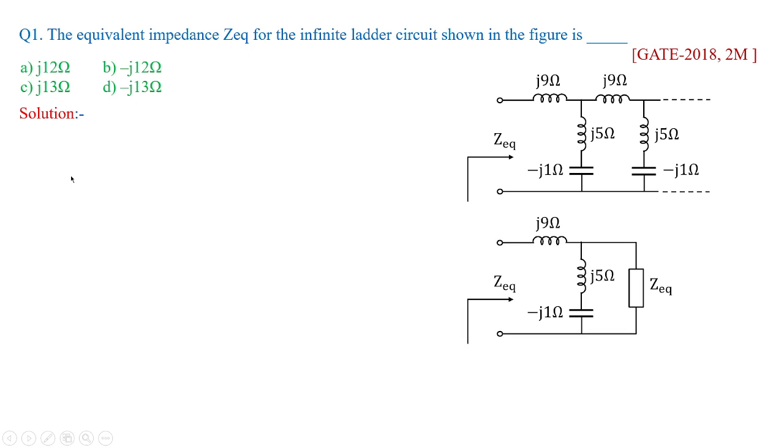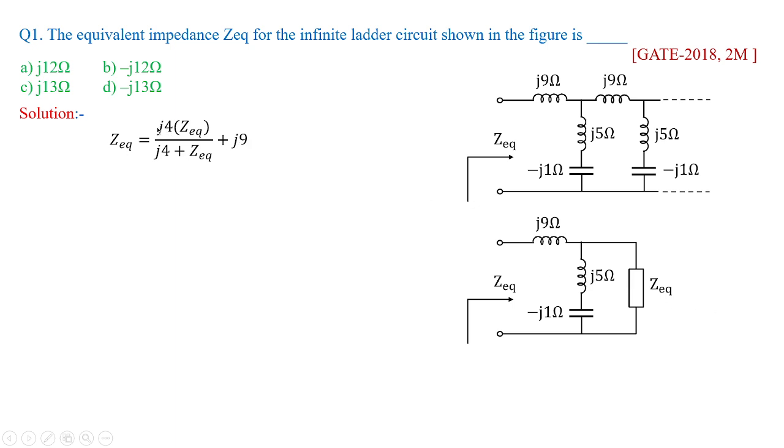The solution, as I told you, I have reduced this ladder network to this network by replacing the 9, 5 and minus 1 with Z equivalent, because it is getting repeated like this. Now you can see this Z equivalent is parallel with J5 and minus J1, and that is in series combination with 9J ohms. So Z equivalent on RHS will be equivalent to these two parallel arrangements in series with 9J.